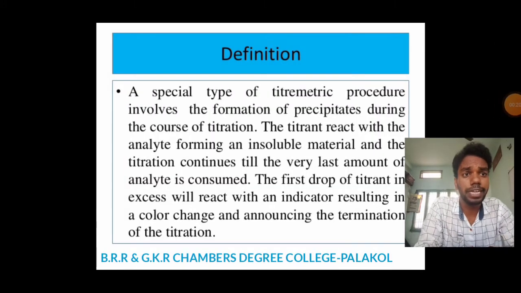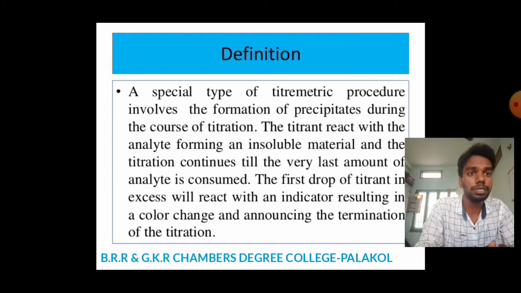A special type of titrimetric procedure involves the formation of precipitates during the course of titration. The titrant reacts with the analyte forming an insoluble material, and the titration continues till the very last amount of analyte is consumed. The first drop of titrant in excess will react with the indicator, resulting in a color change and announcing the termination of the titration. That means while performing the titration, we are forming an insoluble precipitate in the conical flask.